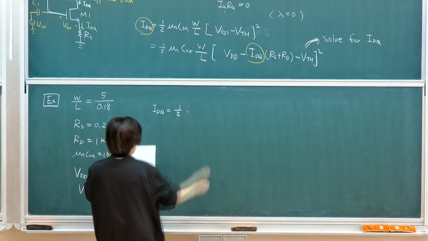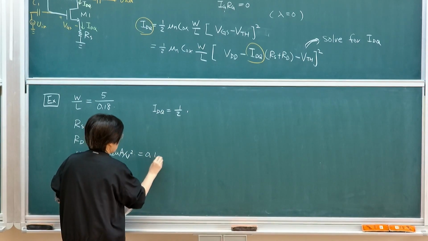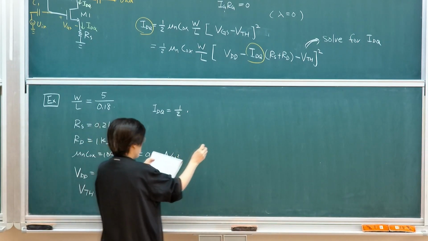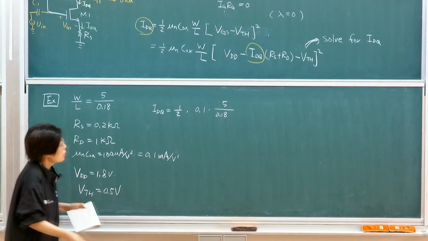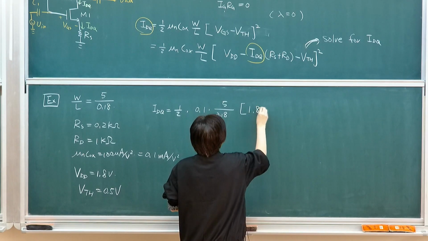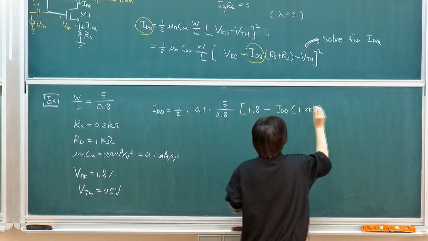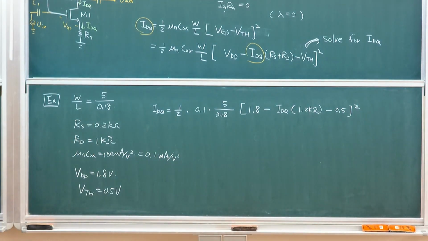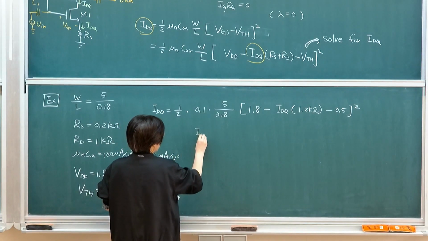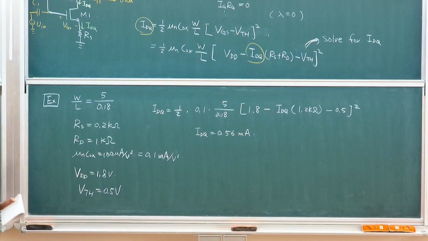It will then be one half. If I'm using the unit of microamp, this will be 0.1 milliamp per volt squared, times 5, times 1.8 volt VDD minus the unknown we want to solve for, times 1.2 K, minus 0.5. So we're going to simply insert all the numbers and then solve for this equation. Then we can actually get IDQ approximately around 0.56 milliamp. So you can simply insert and find the results.